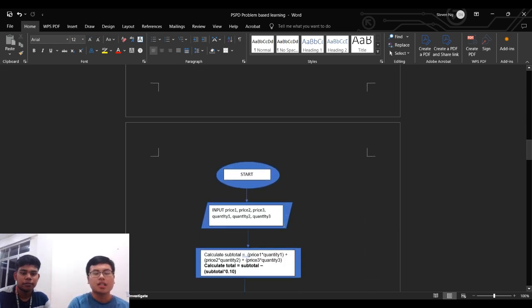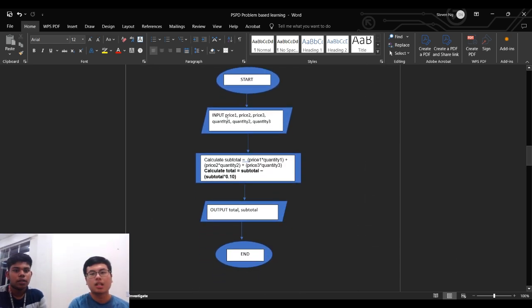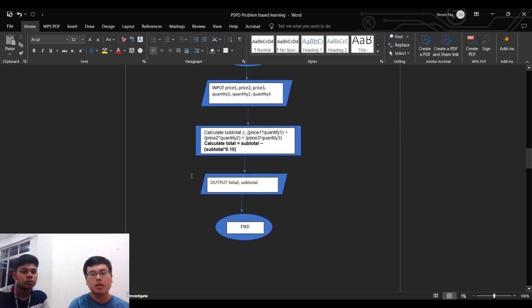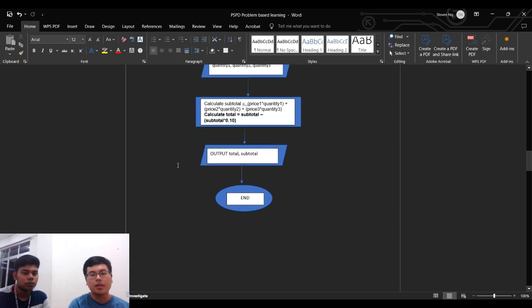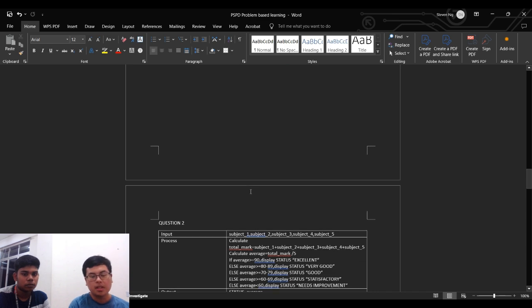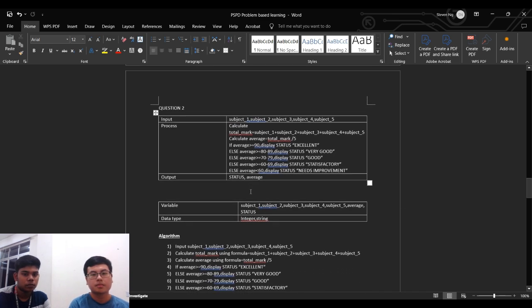So this is the flowchart. Start, input price 1, 2, 3, quantity 1, 2, 3, then the process, calculation, and for the output, total and subtotal. That's all for question 1, and now we are going to be talking about question 2.